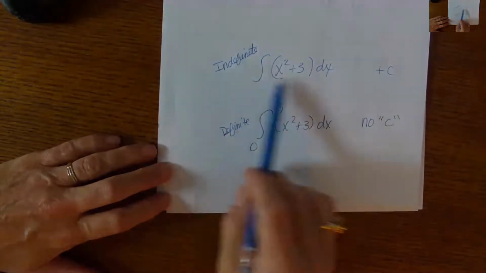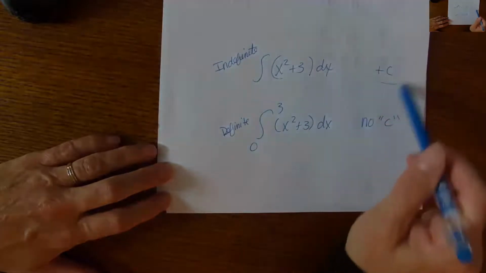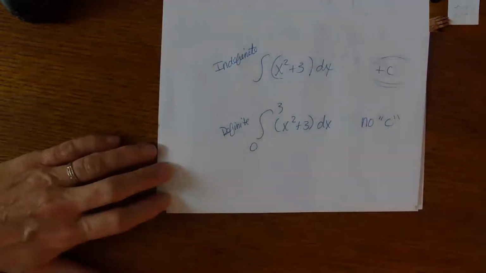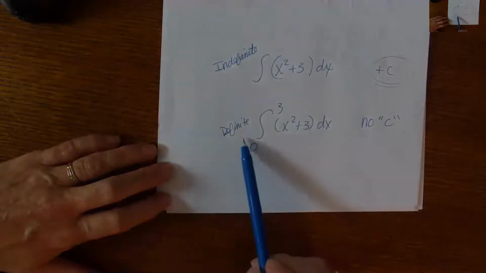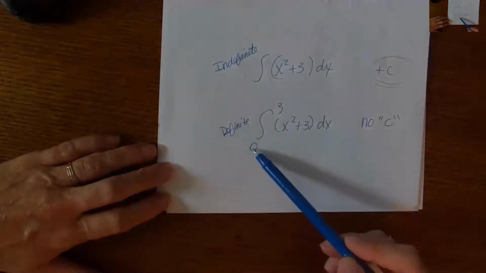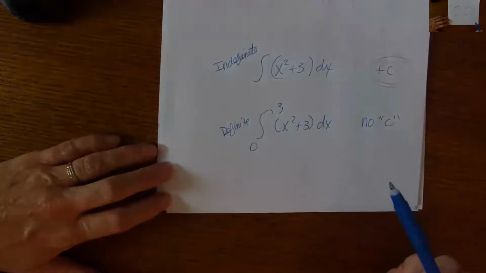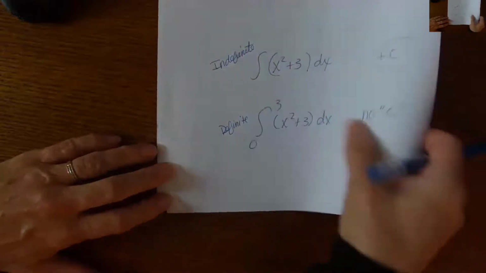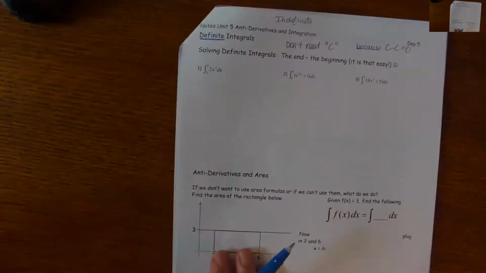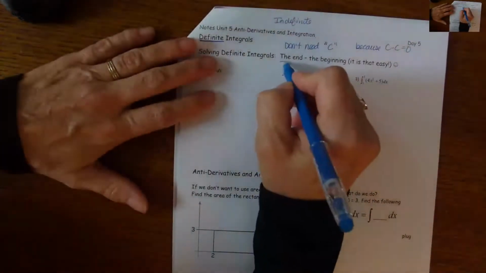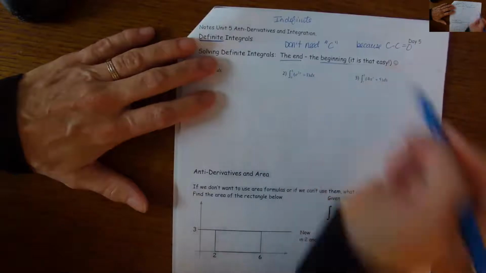So indefinite, we're just getting an equation. That's why we had all the plus C's, because we're like, hey, there could be a number out there. Here, these are definite. We're going from one number to another. So we're going to subtract them, and the C values will zero out. So we don't have to mess with C. Does that make sense? Okay. Then here's what we're going to do. All you have to remember is it's the end minus the beginning.